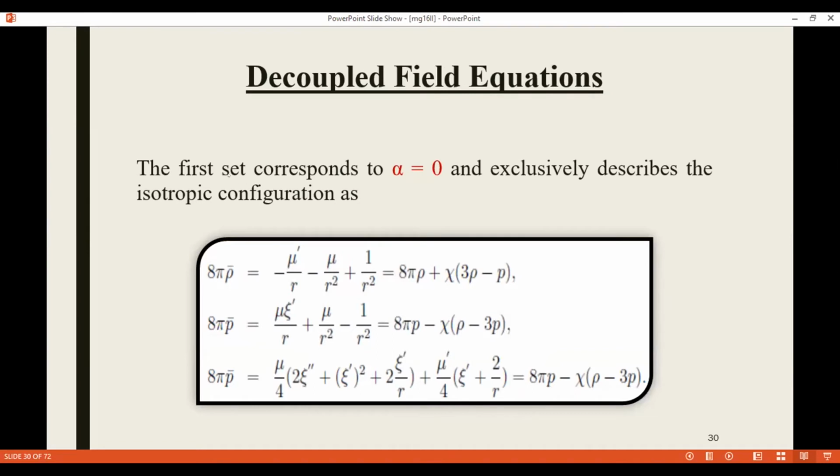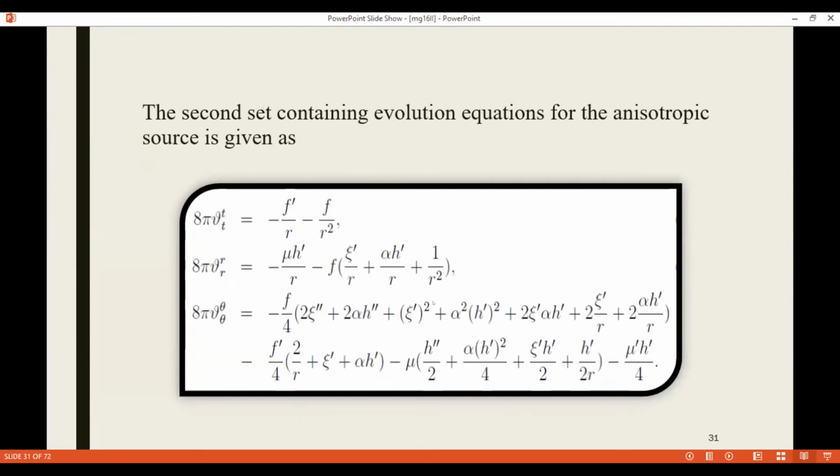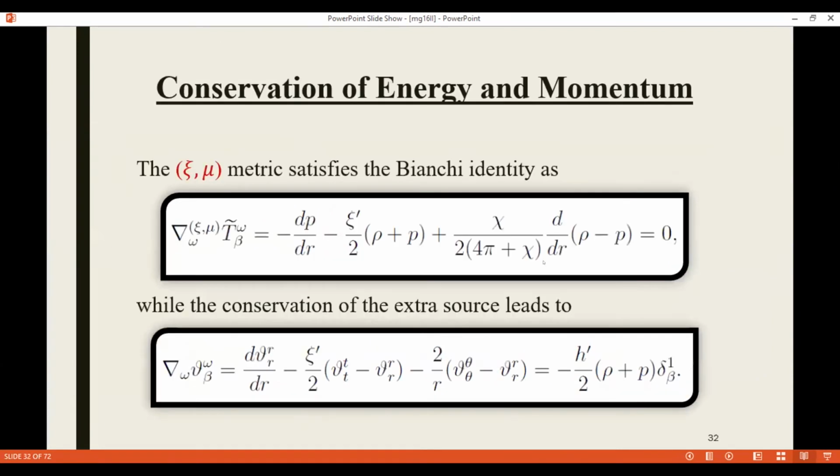Obviously, the first set of the decoupled equations can be obtained when alpha is 0. So when alpha is 0, we in fact go to the original field equations, which are given here without decoupling. And this describes the isotropic configuration. The second set containing evolution equations for the anisotropic source are given here. The xi mu metric satisfies the Bianchi identity, this one, while the conservation of the extra source leads to this expression.